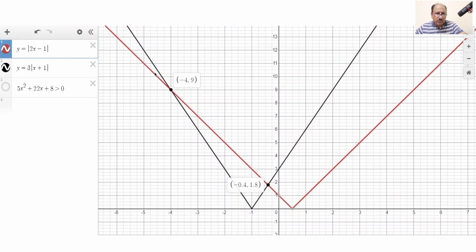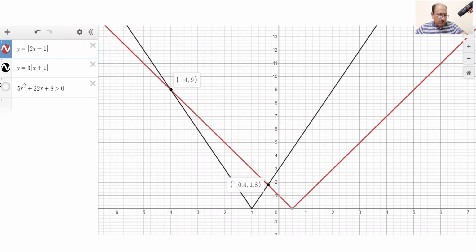And what we can do, the quadratic equation which we have plotted, which is 5x squared plus 22x plus 8 is greater than 0, which we factorized and found the two points, which are minus 0.4 and minus 4. This is the same quadratic equation I have written for you, 5x squared plus 22x plus 8 greater than 0. If we sketch this one, we check the shading part which I have shown you, now we will check from here.